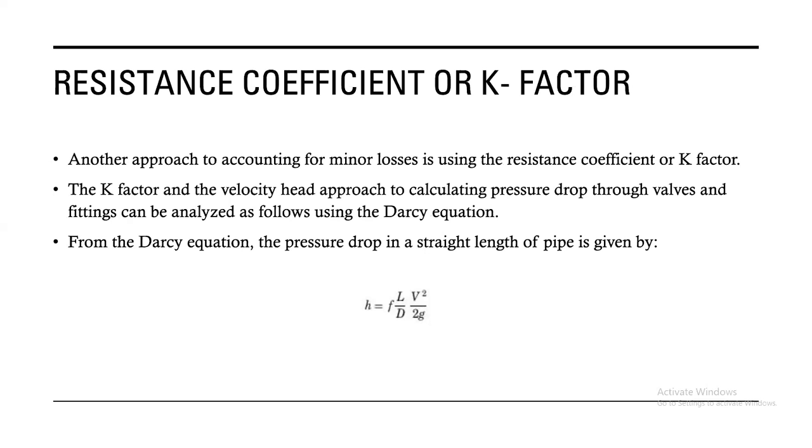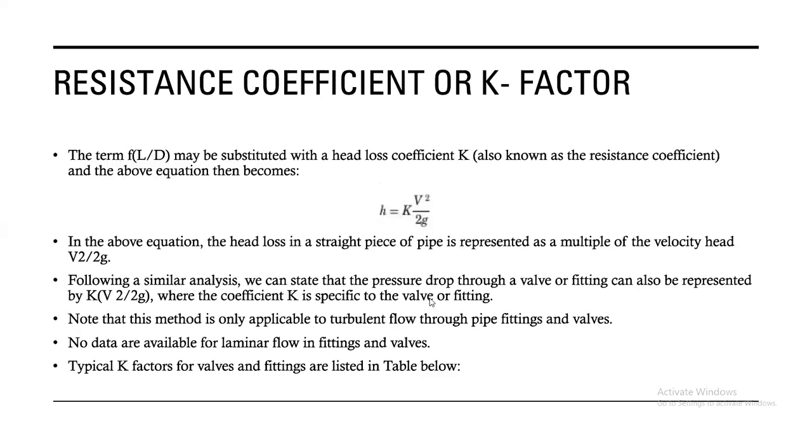The K factor and the velocity head approach to calculate pressure drop through valves and fittings can be analyzed as follows using the Darcy equation. From the Darcy equation, the pressure drop in a straight length of pipe is given by H equals F L over D times V squared over 2G.